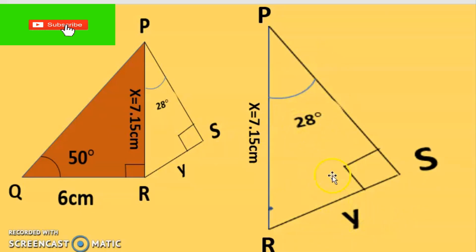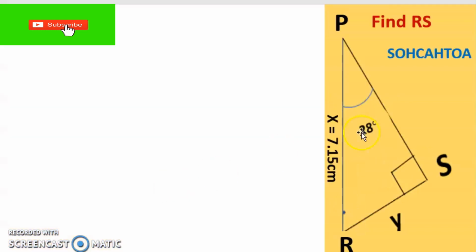Now, how do we solve for Y? Remember, our hypotenuse is given to be 7.15 centimeters. Our opposite is what we are looking for. We don't know the adjacent. So which acronym are we going to use to solve this problem? We have the acronym SOHCAHTOA. Which of these can we use to solve for Y?